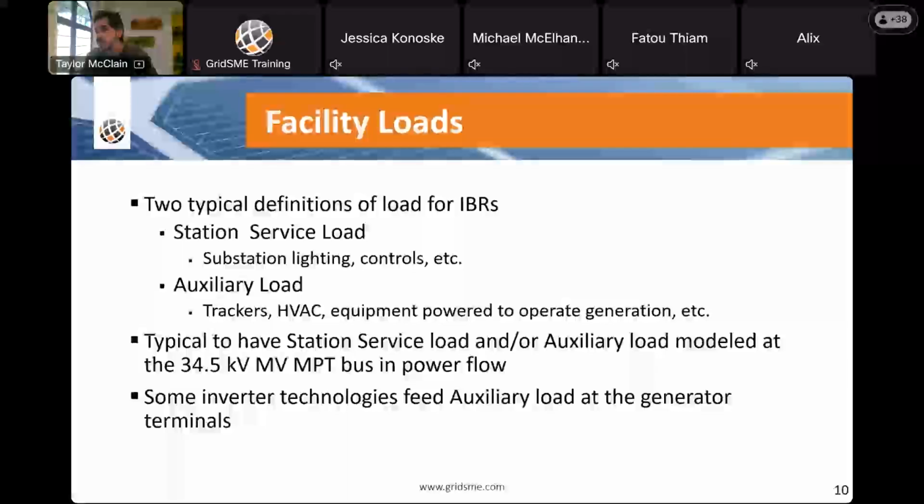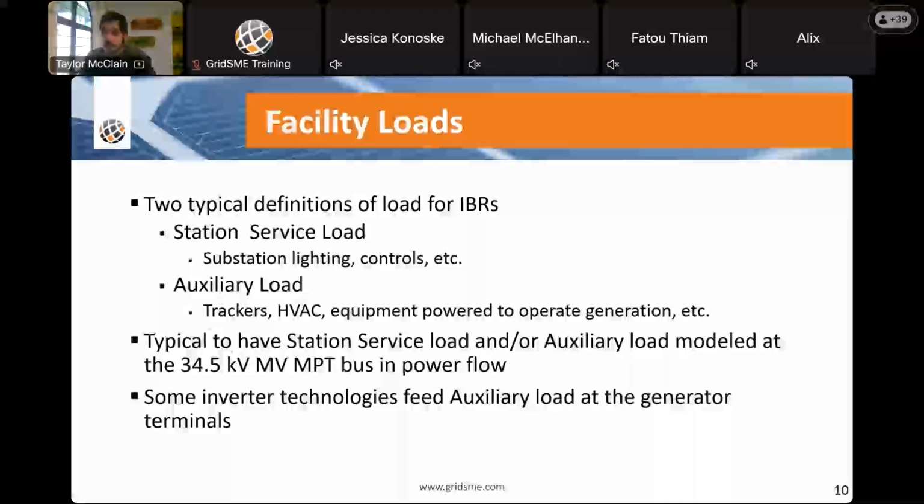So as mentioned earlier, facility loads are another component for inverter-based resources. I mean, for most generation facilities. For inverter-based resources, we're typically going to see two potential breakdowns for that load, and that's going to be your station service load, which is the substation lighting, controls, things like that. We typically see that be less than 100 kVA. So it's typically a pretty small amount of load.